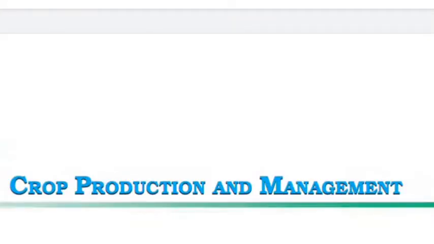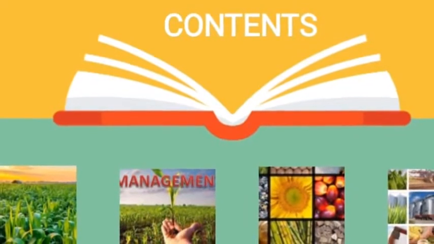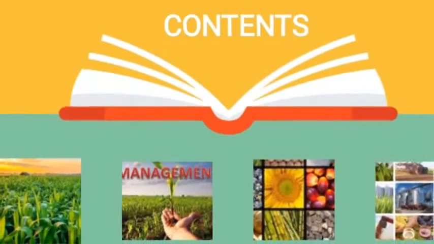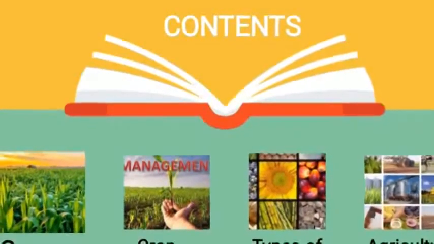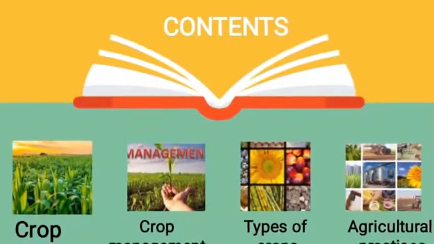Hello children, we are going to start with our first chapter for class 8, crop production and management from science. In this lesson we are going to study about the crops, about the types of crops and about how agricultural practices helped make the availability of food grain on a large scale for all of us.